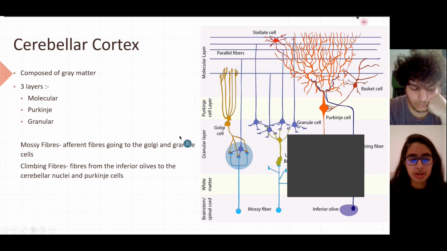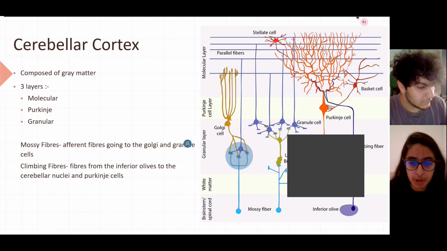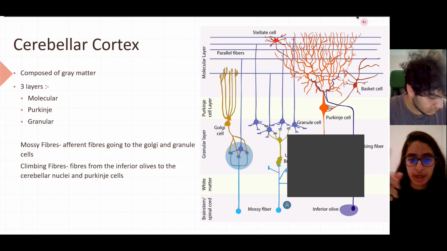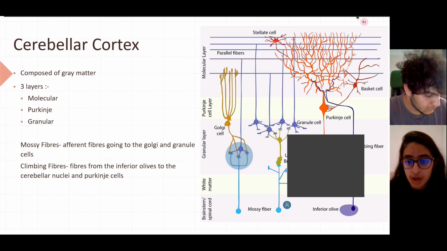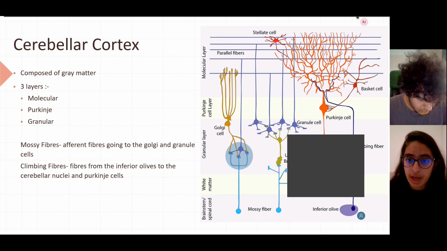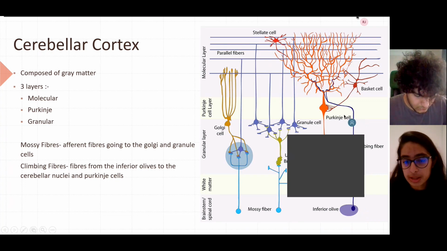I wanted to talk about two types of fibers that reach the cortex. We have mossy fibers, which are these light blue ones over here. Those are basically any afferent fibers that are going towards the cerebellum. They synapse with the Golgi and granular cells. We also have climbing fibers, and these come specifically only from your inferior olives. They synapse with your cerebellar nuclei, which I will be talking about in the next slide, as well as your Purkinje cells.